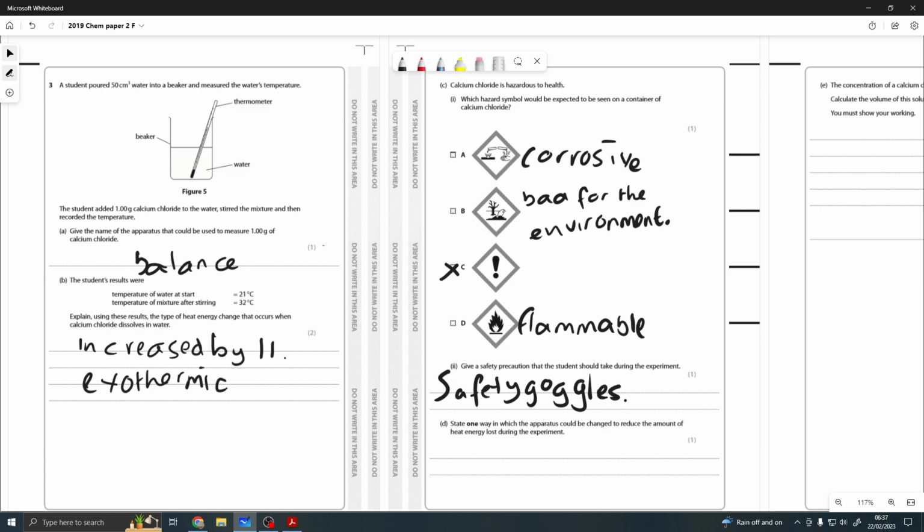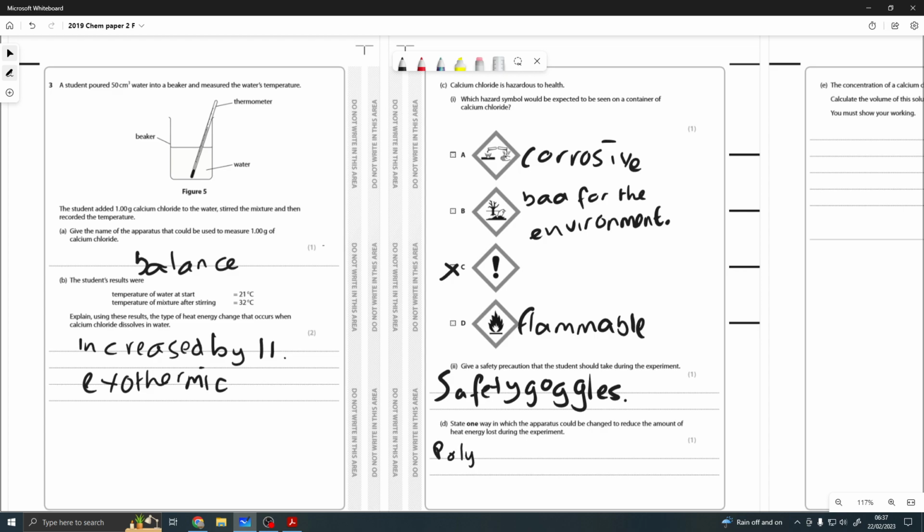State one way the apparatus could be changed to reduce the amount of heat energy loss in the experiment. Now, obviously, this is just a glass beaker, so it will conduct the heat very well. So you could change the glass beaker. Now, you will remember, having done this, you probably did not do it in a glass beaker, although there maybe was a glass beaker present, but you did it, didn't you?